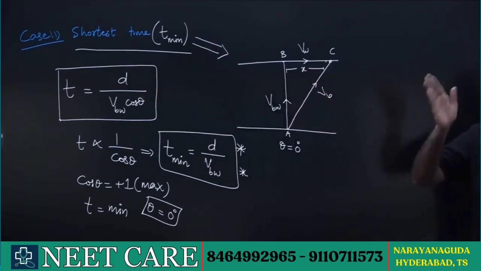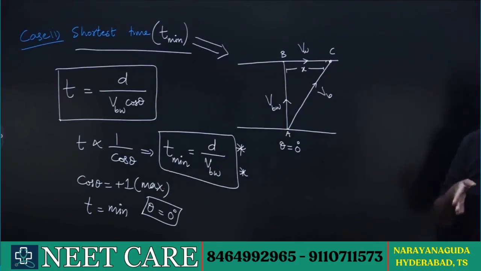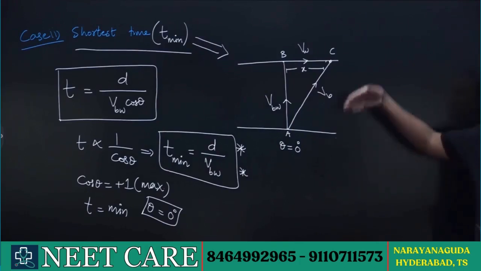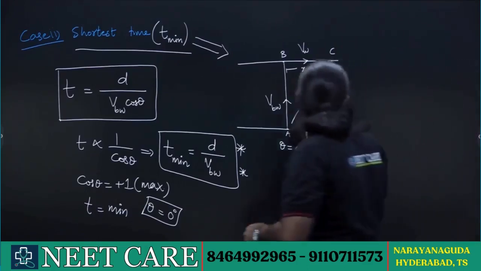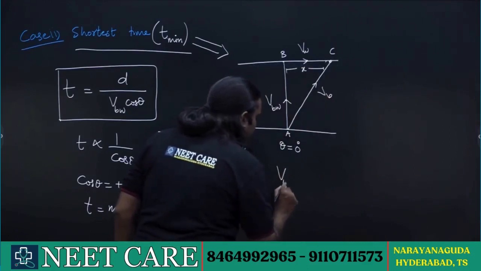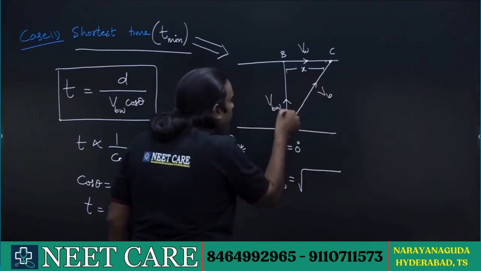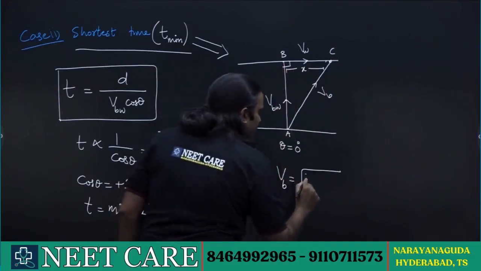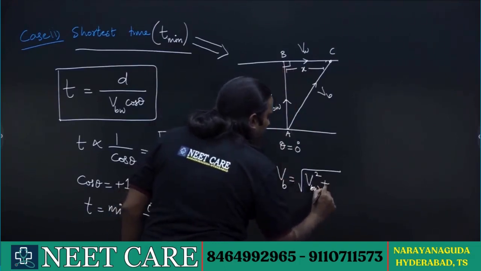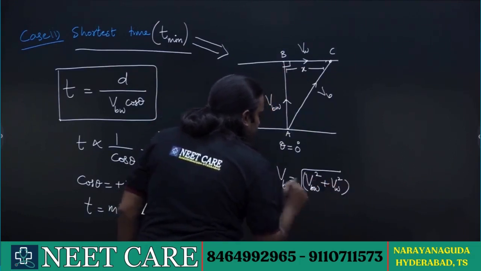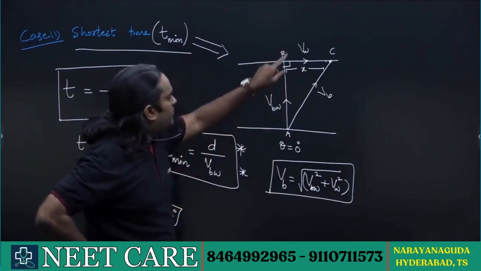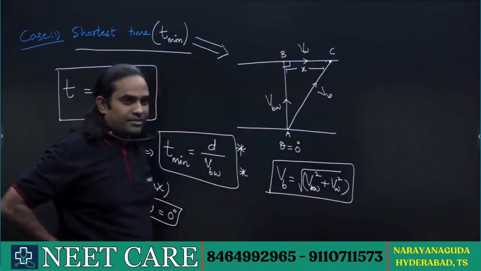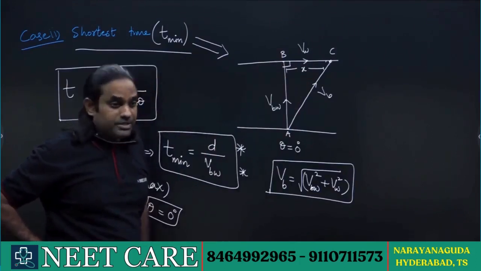The boat must be kept along which direction? AB, perpendicular to the flow of water, so that he will reach the other bank easily. Easily in the sense in shortest time, quickly. Because the figure itself is showing that in this case, the magnitude of VB is taken along the hypotenuse, and this angle will be 90 degrees. The value of this will become VBW square plus VW square. Since the hypotenuse is the longest side in a right angle triangle, compared to VBW and VW, VB is the highest value.